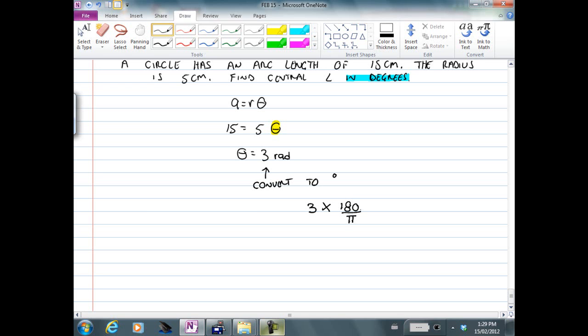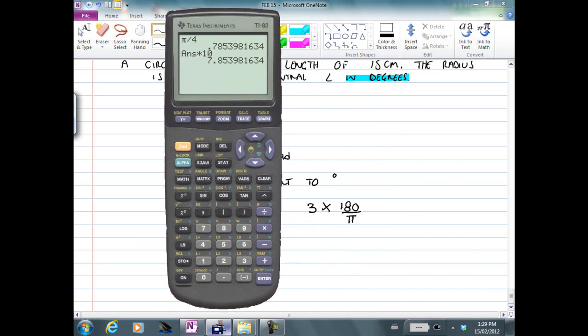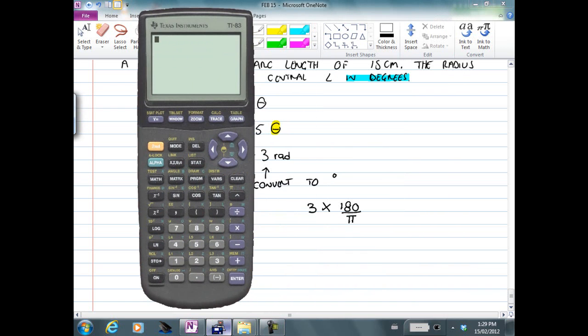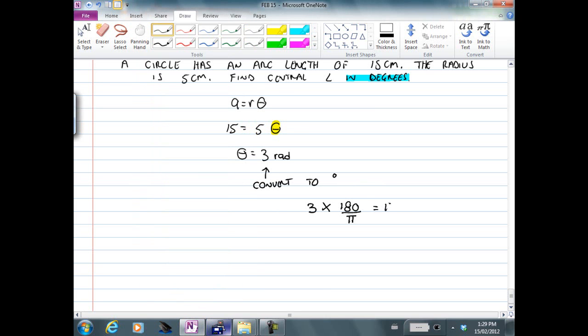So let's do this and see what we get. Clear all this up. 3 times 180 divided by pi. Drum rolls. 171. So Robert, you were correct. 171.9. If you want to round to 172, it's up to you. 171.9 degrees. Because the number 3, remember, means 3 rads, not 3 pi. This is called the arc length formula. A equals R theta, and that's all you have to know.